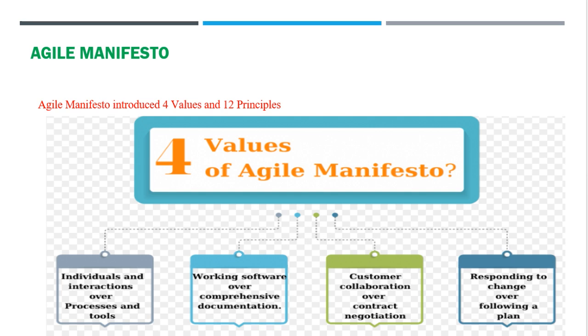The first value of the Agile Manifesto is individuals and interactions over processes and tools. What that means is this value emphasizes the importance of people working together effectively rather than relying solely on formal processes and tools. Although processes and tools are helpful, they should support, not replace, the human element of collaboration, communication, and problem solving. Let us understand this with a cooking example.